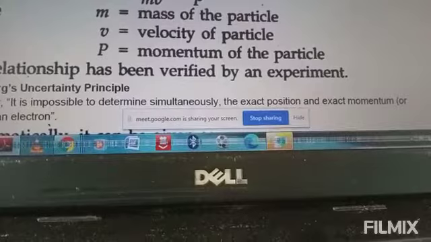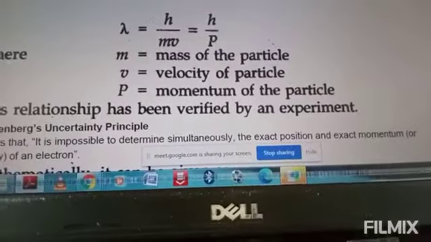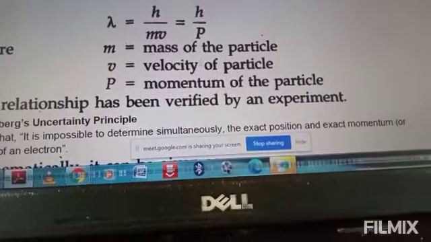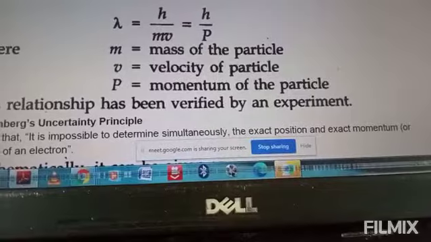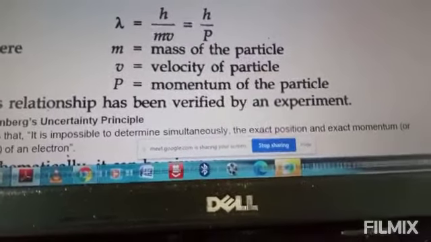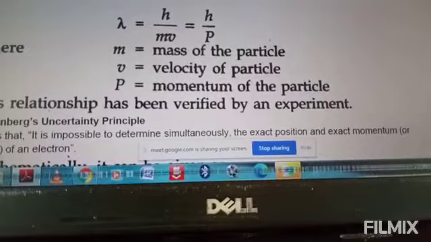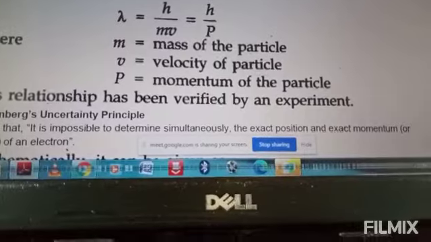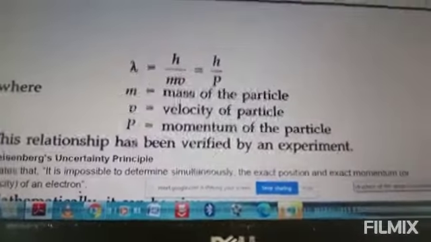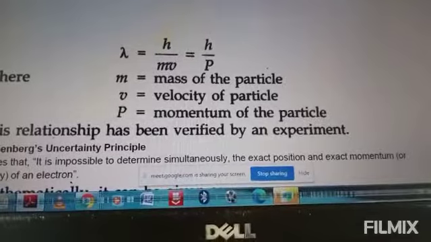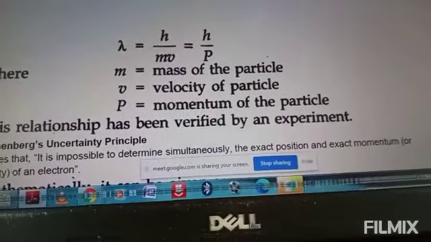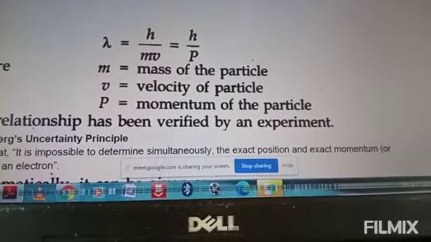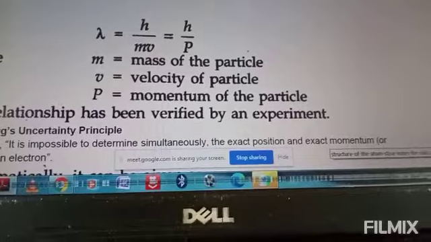So here is the equation: lambda is equal to h by mv, which is equal to h by p, where m is the mass of the particle, v is the velocity of the particle, p is the momentum of the particle, and h is Planck's constant. This relationship has been verified by an experiment. This equation we call the de Broglie equation, and you need to understand it properly, as it will be used for calculations.